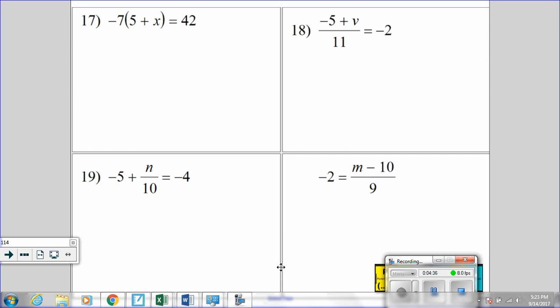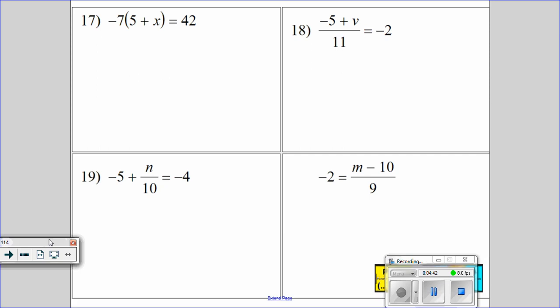Okay, now here we've got multi-step or two-step equations. You can do similar things here as you do with others, but you just have to do the opposite operation, working away from the variable and then working your way to the variable. On this one, I've got negative 7 times 5 plus x.